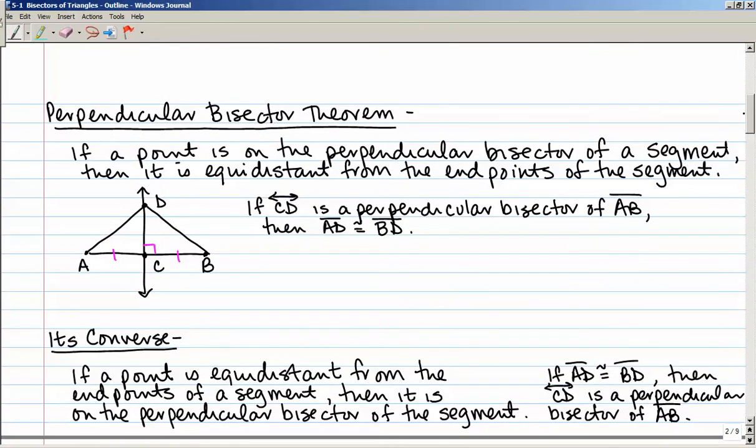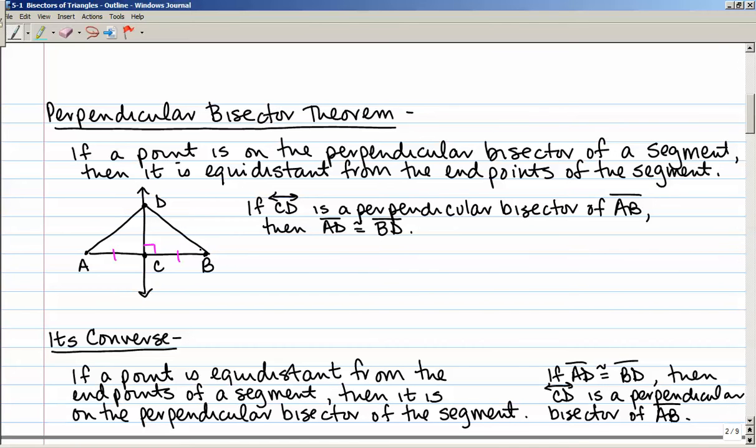The perpendicular bisector theorem says that if a point is on the perpendicular bisector of a segment, then it is equidistant from the endpoints of the segment. So for example, CD is the perpendicular bisector of segment AB, and D is a point on the perpendicular bisector, then point D is equidistant from A and B. In other words, segment AD is congruent to segment BD.